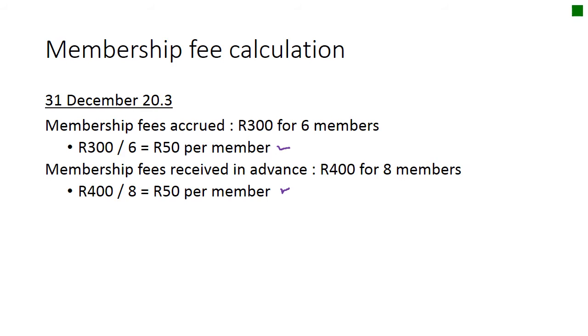So if in a question they don't tell you what the membership fee is, there will be another way of working it out. You need to look for an amount that's been accrued, for example, and if you then know the number of members, you divide the amount by the number of members to get the membership fee per member.